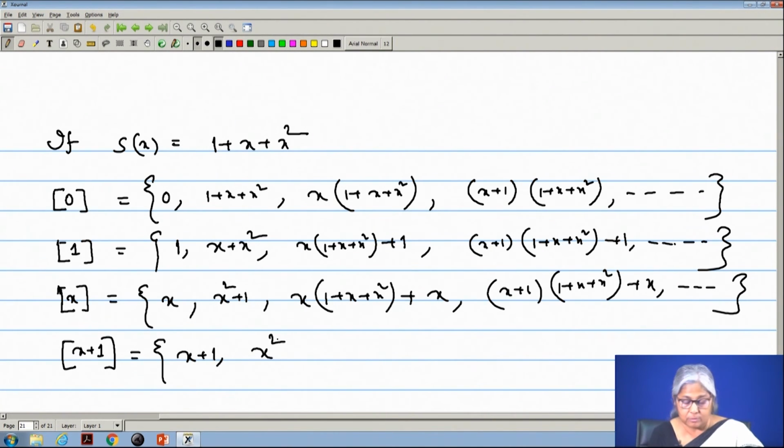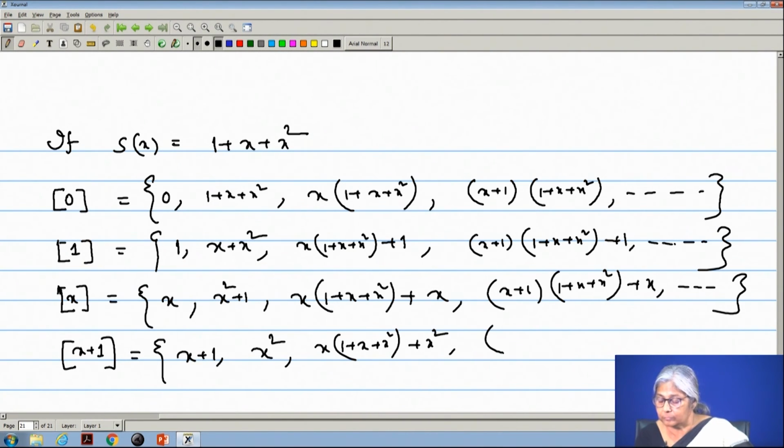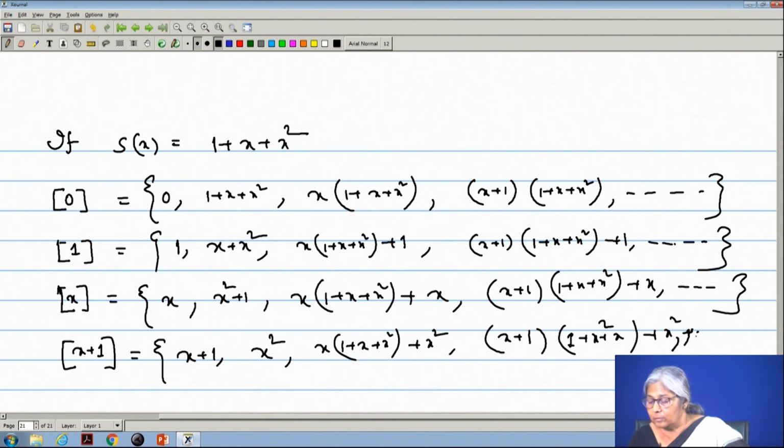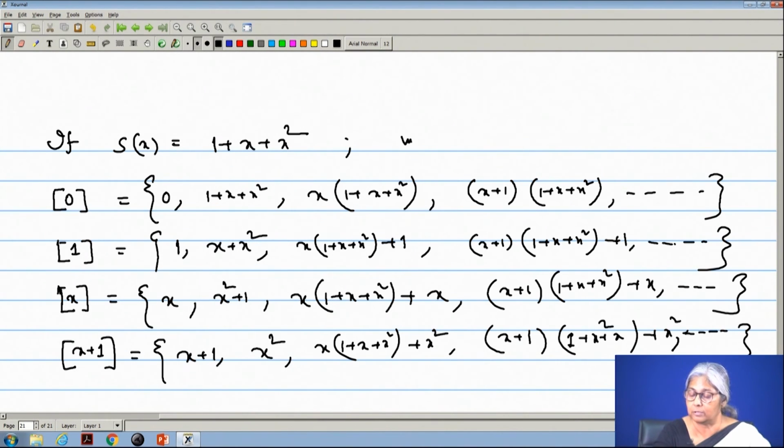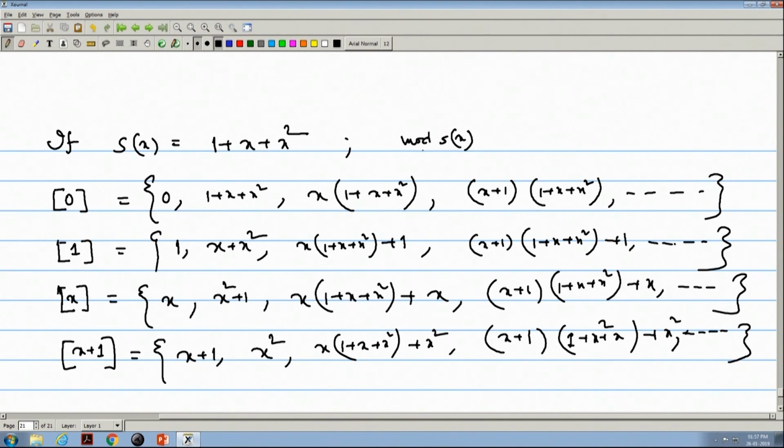This is very important in applications, particularly in cryptography, and in coding theory also we use this. We can write it in a totally similar way, only we are considering polynomials and we are doing the modulo s(x).